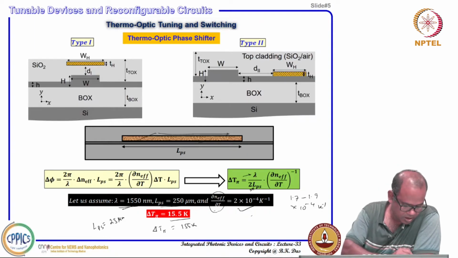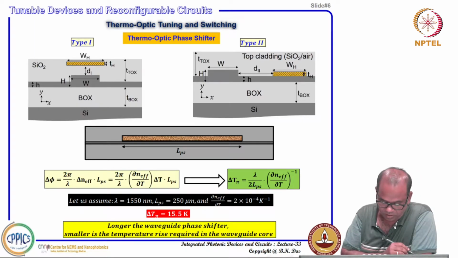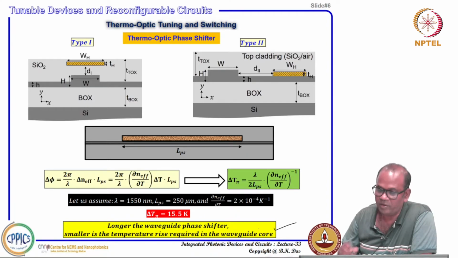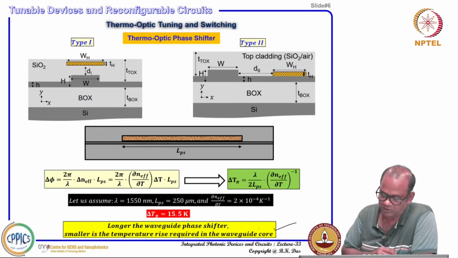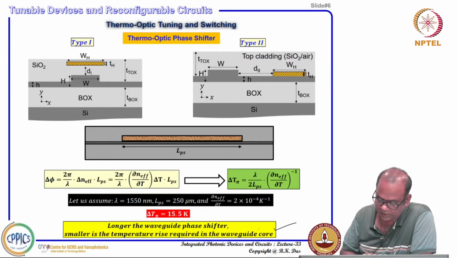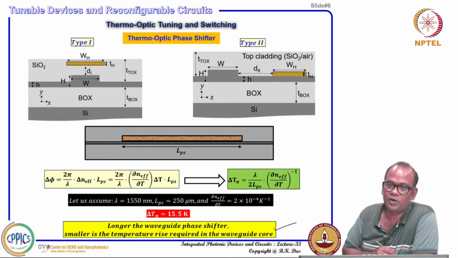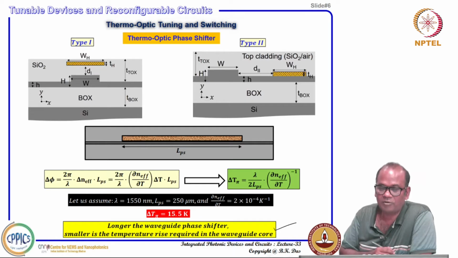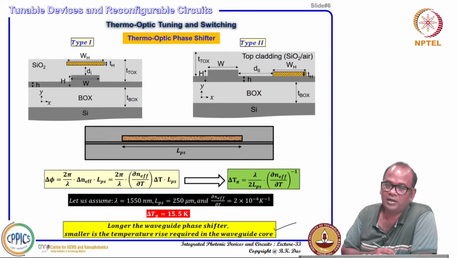Okay. Now, let us see. This is what I commented here. The longer the waveguide phase shifter, the smaller is the temperature rise requirement in the waveguide core. For a given phase shifter, I want pi phase shift, that is how we can calculate. This is straightforward. But the challenge is how you can raise this temperature. Delta T equal to 15.5 or 155, or even if you want, for example, even 10 micron or so, then it will be an even higher temperature requirement, maybe up to 200 Kelvin.